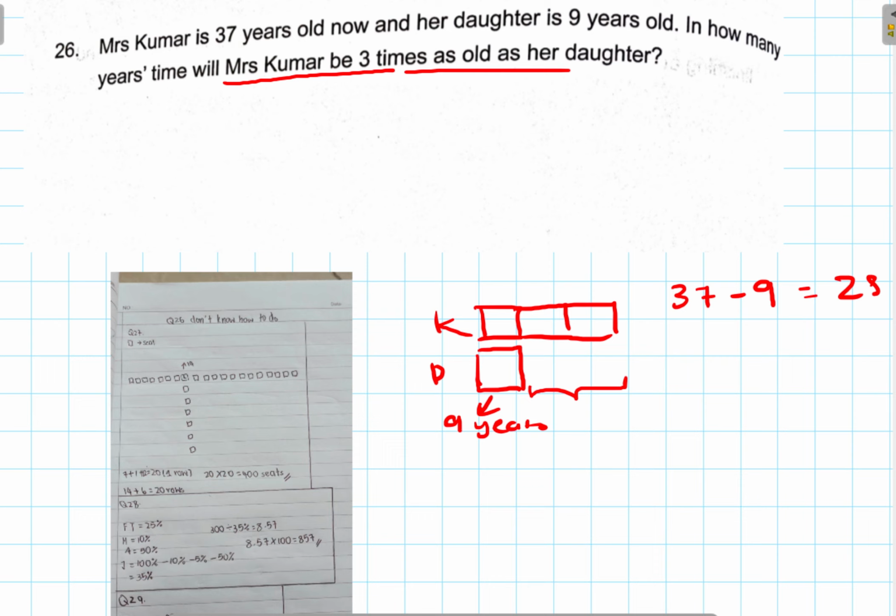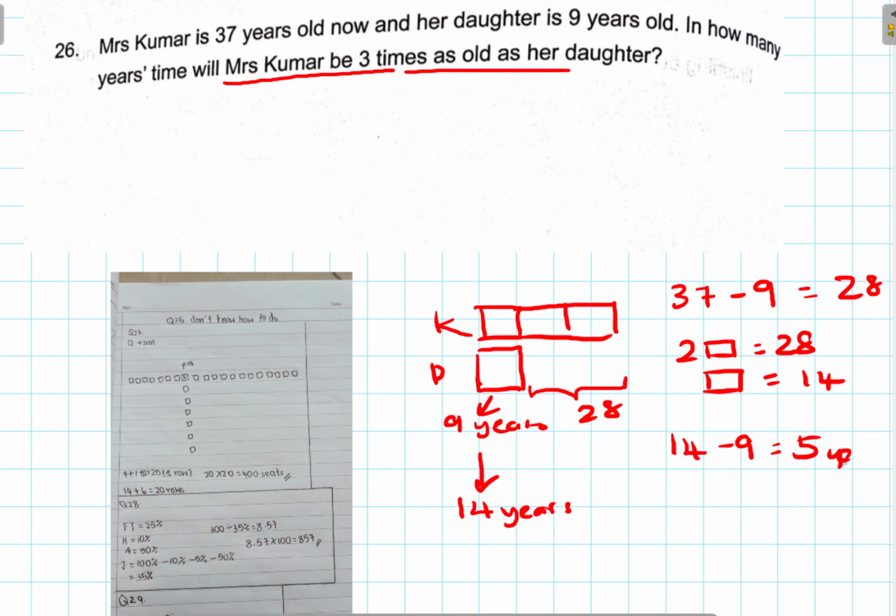So I have 28. Over here is 28. So 2 units equals 28. 1 unit will be 14. So that means in how many years' time will she become 14 years old? It will be 14 minus 9, which is in 5 years' time. Okay? Okay, cool.